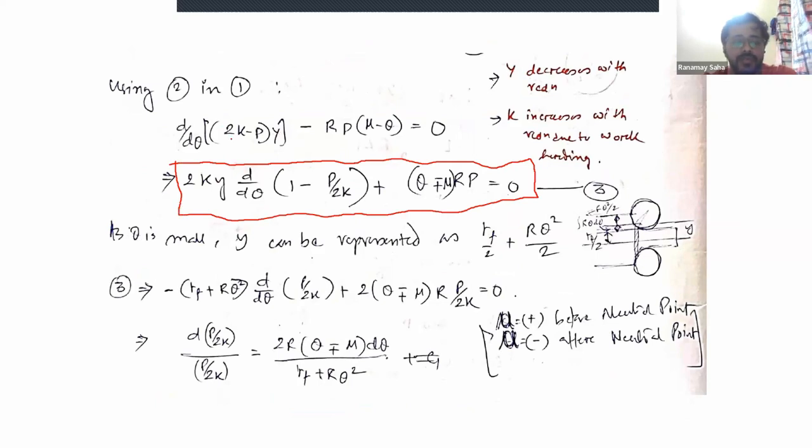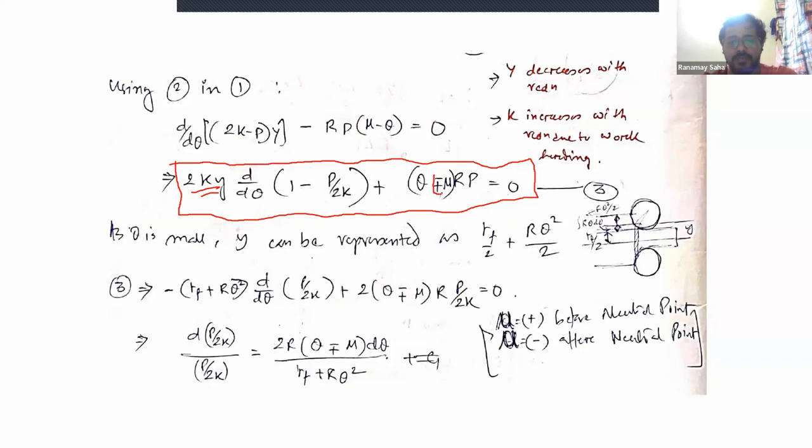How do you do that? Just take 2K, you divide the whole term by 2K. So this becomes 1 minus p by 2K, right? And 2K comes out here. So this becomes 2Ky, and then d of whatever is left, which is 1 minus p by 2K, right? And then you take this minus out, and this term becomes plus, and you reverse it to theta minus, theta plus mu. Why is this minus plus?